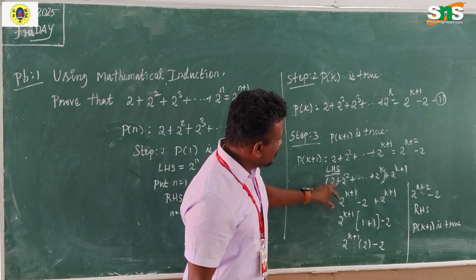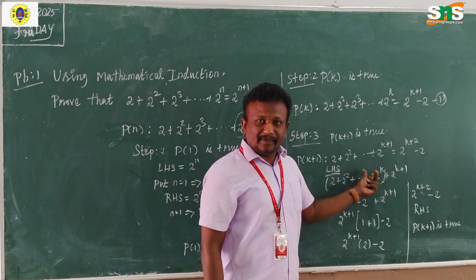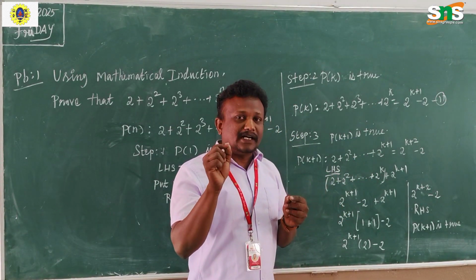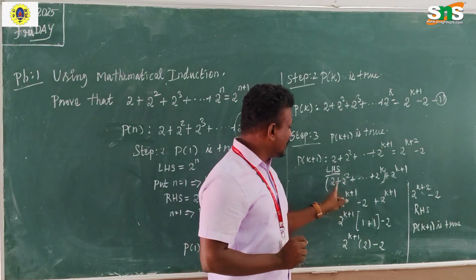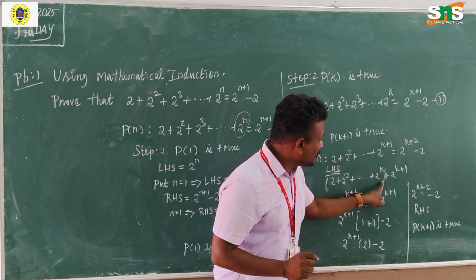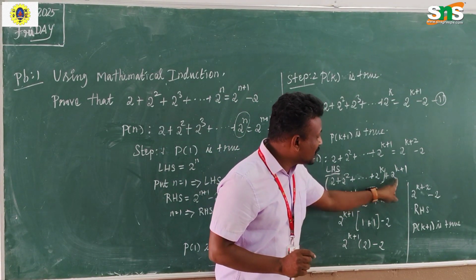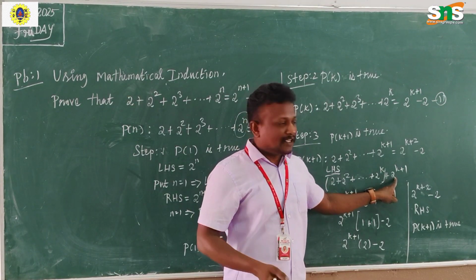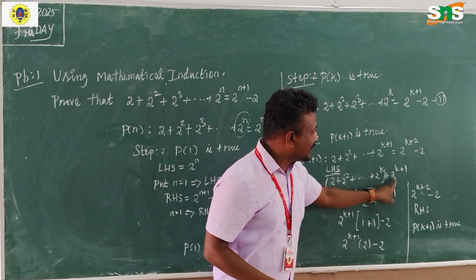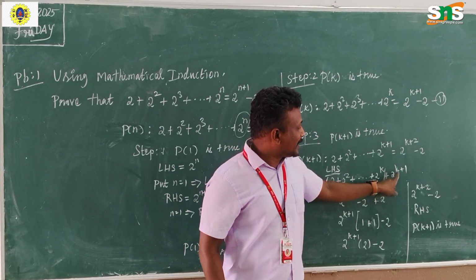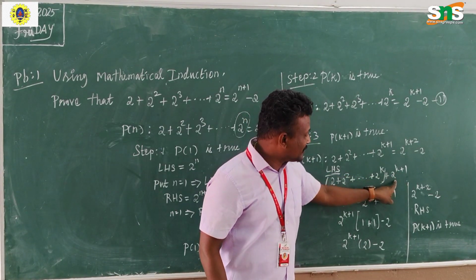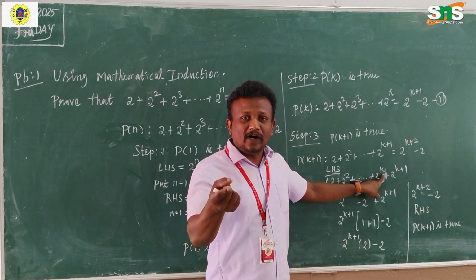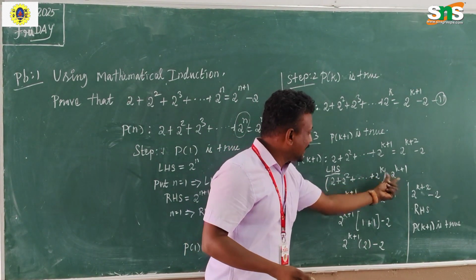Now I'm going to write the left hand side one more time. You should understand one more thing: when you write the left hand side, you have to include the term previous to the last term. That is very important in order to prove the condition. What is the last term here? It is 2 power k plus 1. So obviously the previous term is going to be 2 power k. I will tell you in the next step why we are writing it like this.